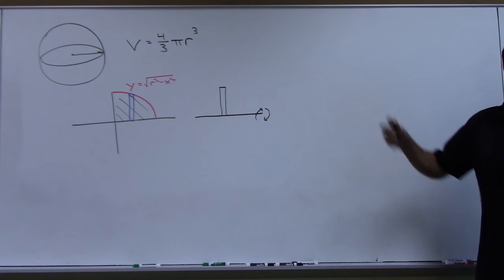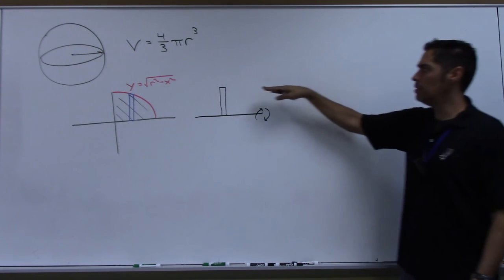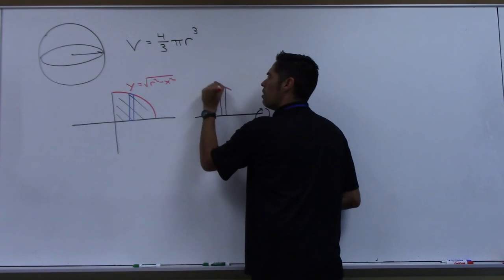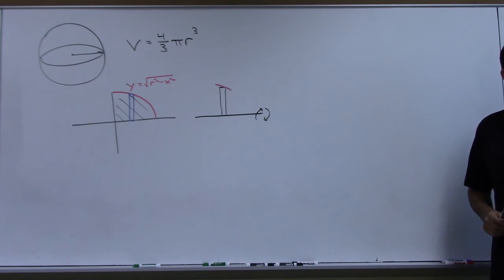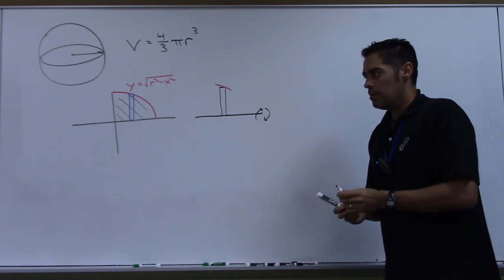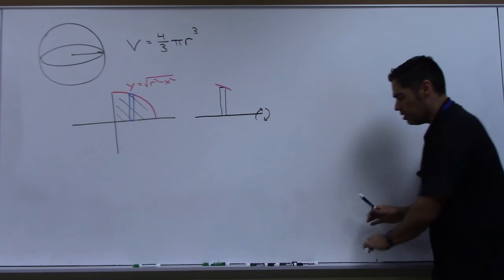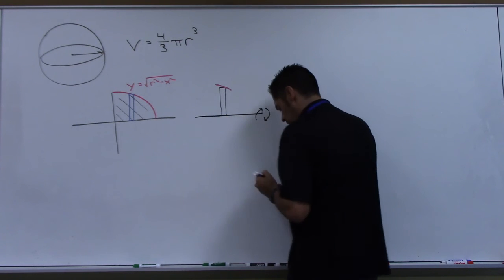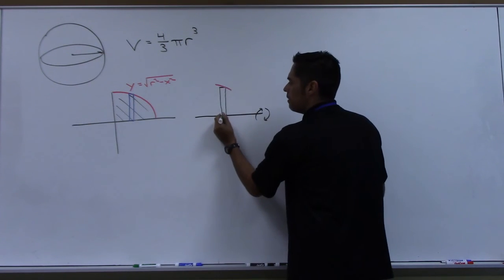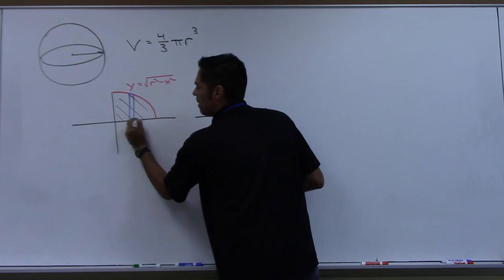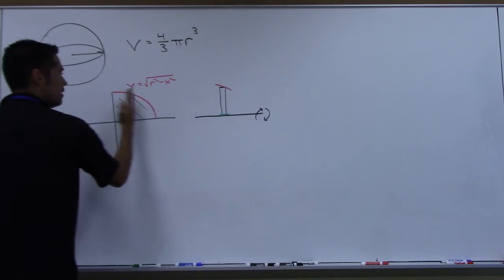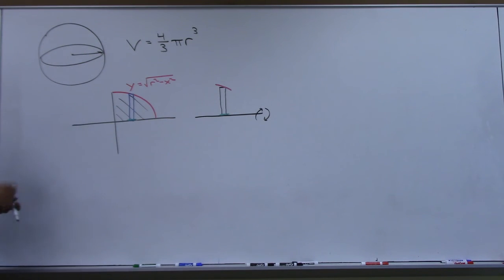What is going to determine the top edge of my rectangle? This red curve, right? That red curve is what determines that height. What about the bottom edge? Y equals 0, right? It's never changing, this bottom edge. I better do it in a different color. This bottom edge never changes throughout the entire problem, because as I move this rectangle left and right, that edge stays the same.